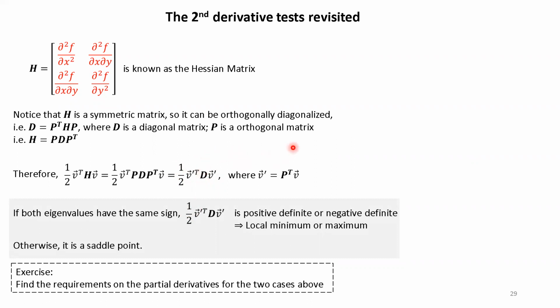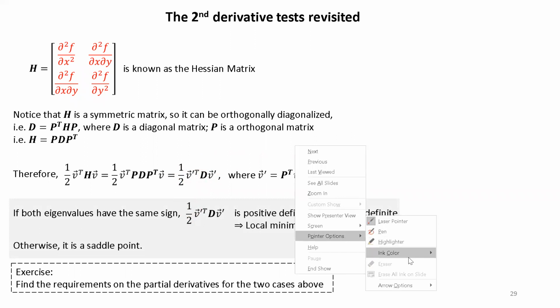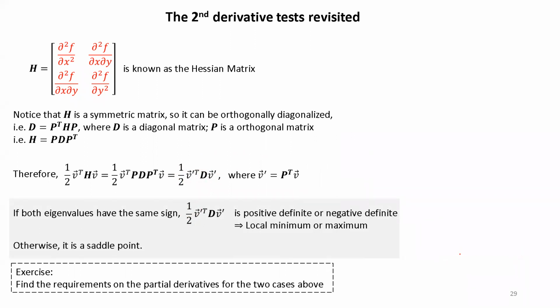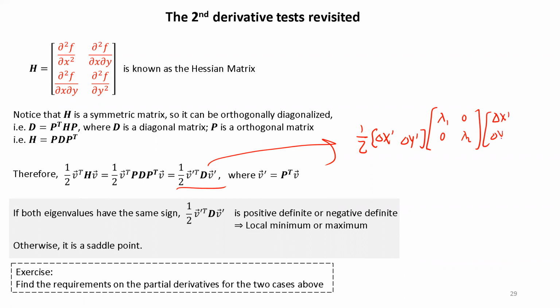So what it means is that if I'm going to actually write it out, here I can write it this way, right? So the delta x prime, delta y prime, because it's after the transformation. And then I have this diagonal matrix now, right? So this D is the diagonal matrix. And this one can be simply written as 1/2 lambda 1 delta x prime square plus lambda 2 delta y prime square.